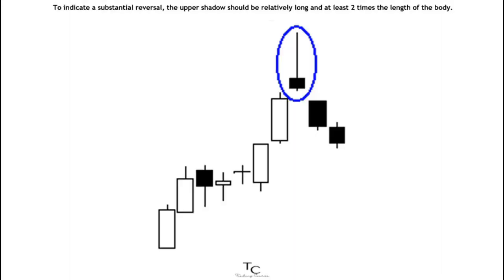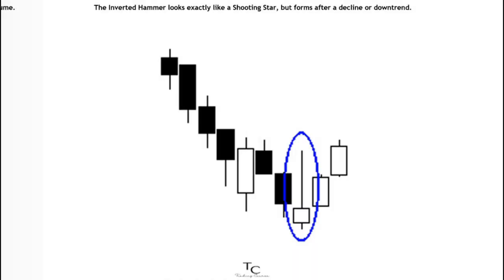To indicate a substantial reversal, the upper shadow should be relatively long and at least 2 times the length of the body. Bearish confirmation is required after the shooting star and can take the form of a gap down or long black candlestick on heavy volume.